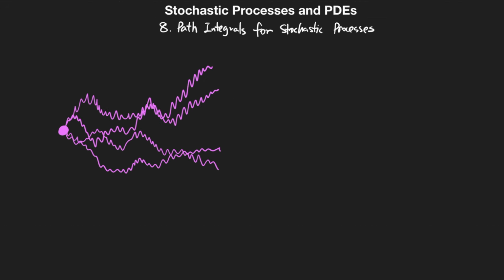In this video, we will talk about path integrals. It defines a distribution over the stochastic path. So far, we looked at the Kolmogorov forward and backward equations. These PDEs describe how probability densities evolve over time and how the expectation evolves at the population level.